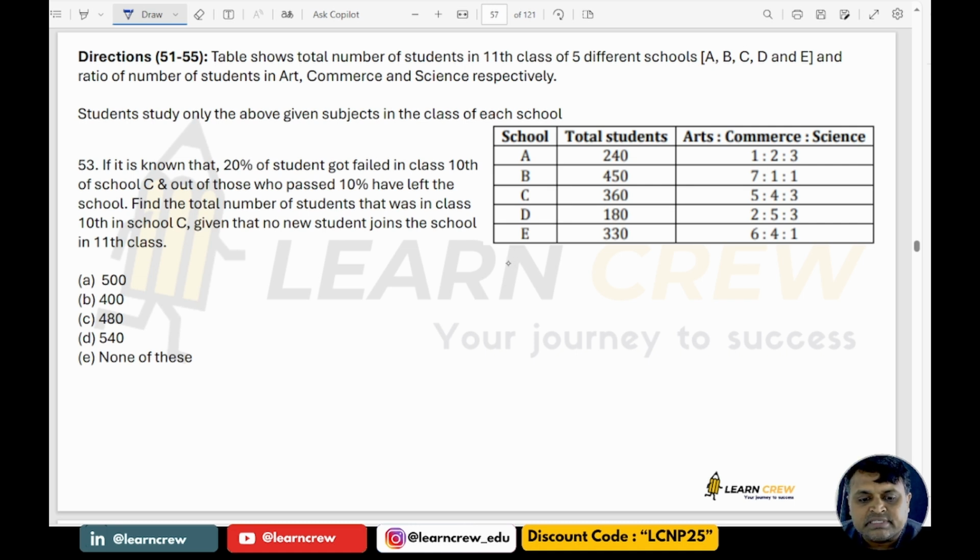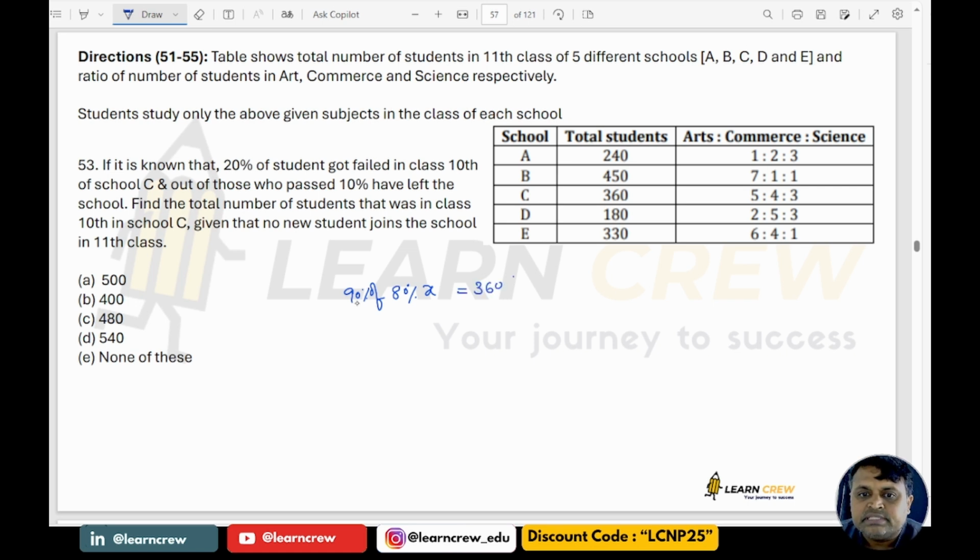Please observe here, what is given? The total number of students in 10th class is not known. Let it be some X. 20% of students failed, and the remaining would be how much? 80%. Remaining would be 80% of X. Out of this 80% of X, 10% left, so 90% of this is going to remain. This 90% of the remaining is given as 360.